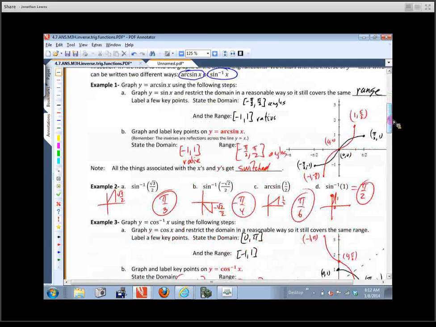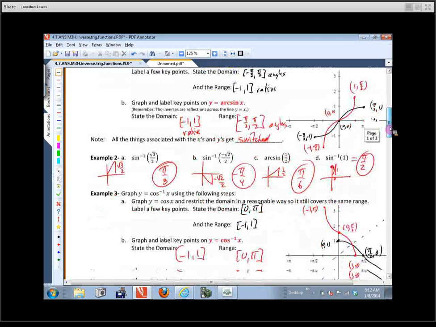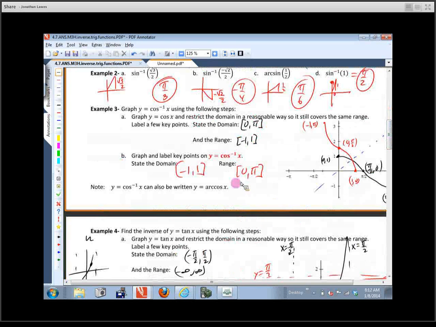So we graphed sine inverse of x, and we showed that the domain is from -1 to +1, and the range, the type of angles that you get out, is from negative pi halves to pi halves. We looked at cosine inverse. The domain was the same, from -1 to +1. The range was 0 to pi. Okay, so that's a little bit different.